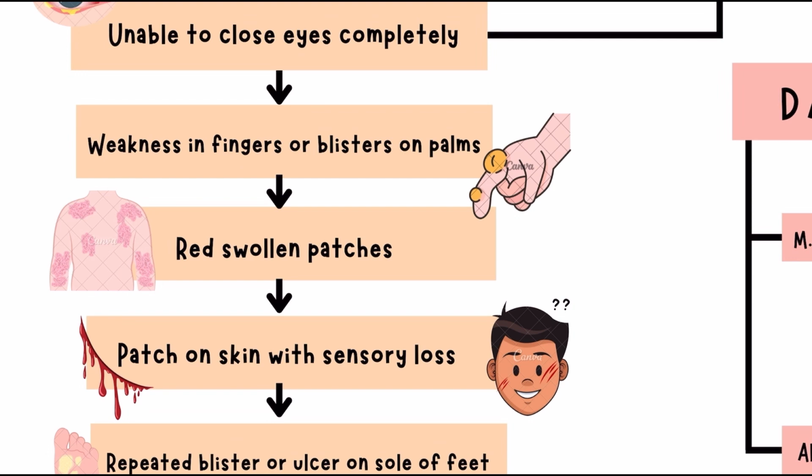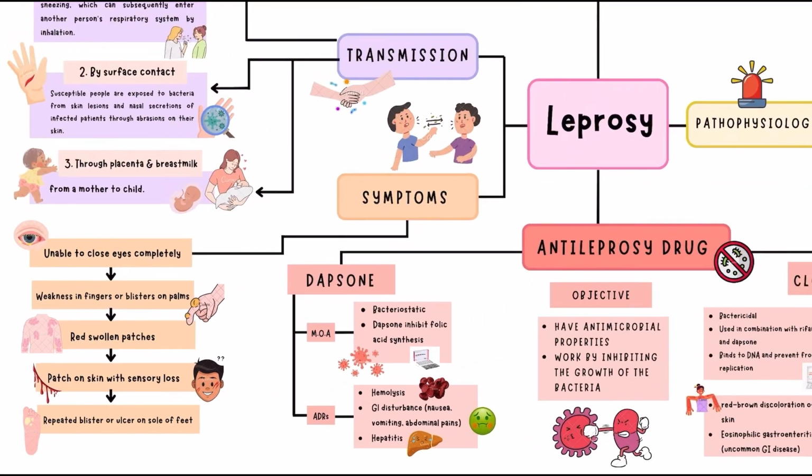Red swollen patches may develop on large areas of the body surface. These patches are accompanied by sensory loss, which can be explained by the inflammation of infected fibers, which also interferes with the conduction of both sensory and motor impulses in adjacent non-infected fibers, innervating non-inflamed skin and muscle. Leprosy also produces repeated blisters or ulcers on the soles of the feet.